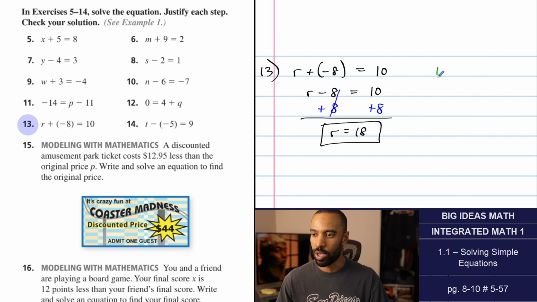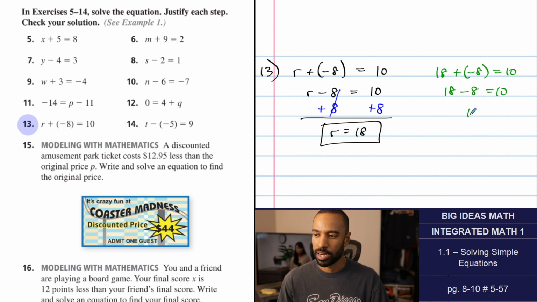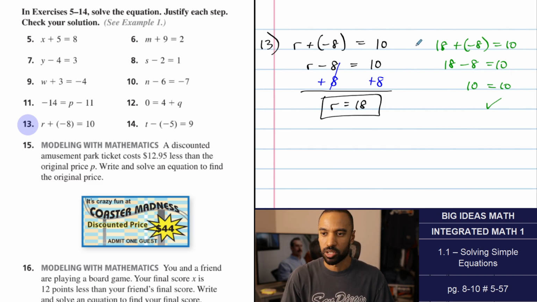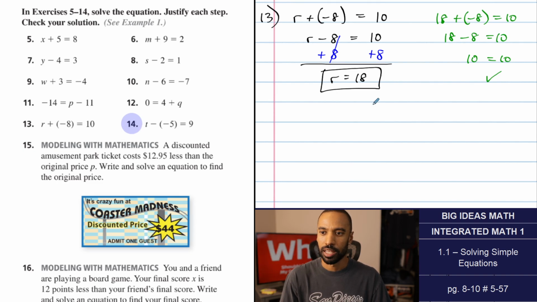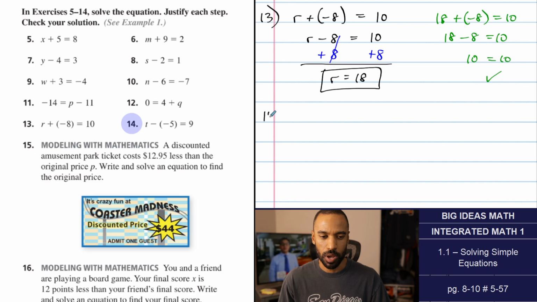Let's check that solution. We have 18 plus negative 8 equals 10. And again, let's see how that works out. That should be 18 minus 8. And 10 equals 10. We're all good. Expressions are equivalent. Number 14 has subtraction of a negative. If addition of a negative means subtraction, then subtraction of a negative can't mean subtraction as well, right? It's going to mean addition.